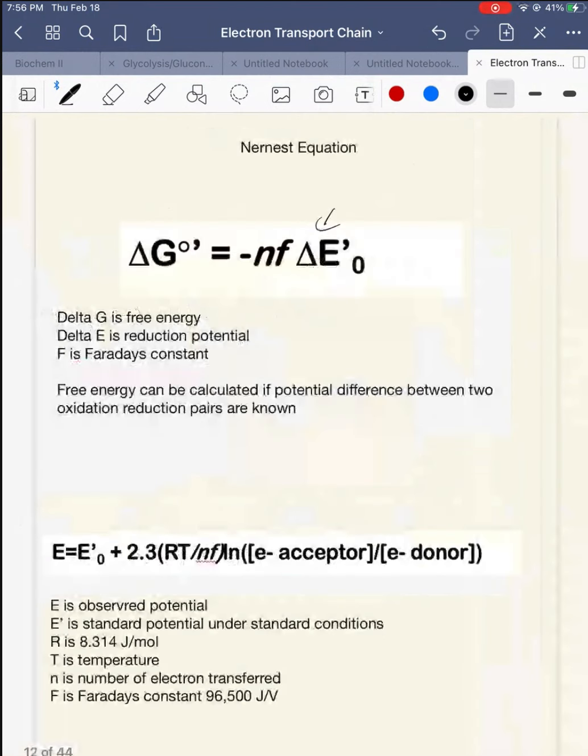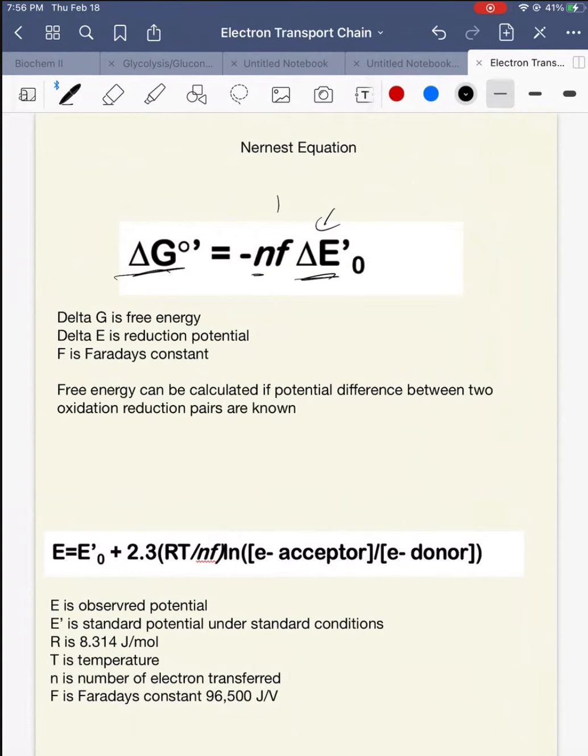From the delta E, which is the reduction potential, we can calculate our delta G, which tells us how spontaneous something is. This is called the Nernst equation. I'm sure you've seen this before. N is the number of electrons transferred. F is Faraday's constant, and we can just use 96,500 joules per volt, or 96,500 coulombs. Joules per volt is the same thing as 1 coulomb. Basically, the free energy can be calculated if we know the reduction potential.